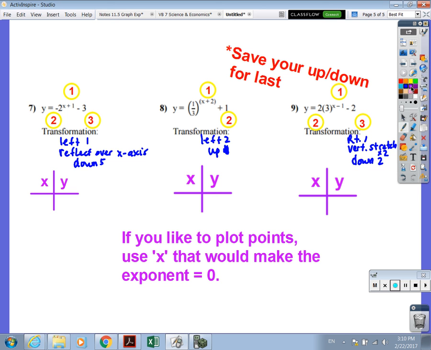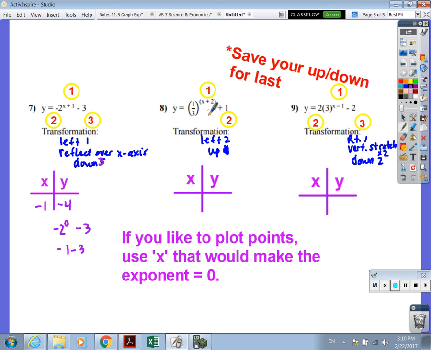Also, some people really just like a nice point to plot. And if you look at an x that would make the exponent equal to 0, it helps. So if I was in this problem and I looked at what would make the exponent 0, I would try an x value of -1. And if I plug that in here, this is supposed to say down 3 here. Sorry, I said 5. If I try to do the math on this, you have -2 raised to the 0 minus 3. Well, look at this one, 1 minus 3, so that's -4.